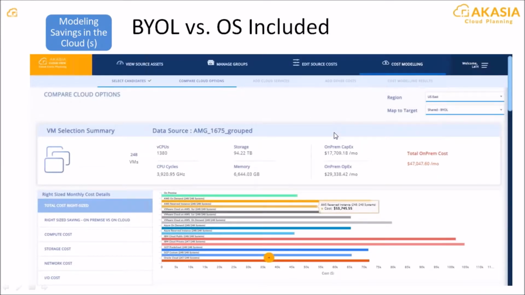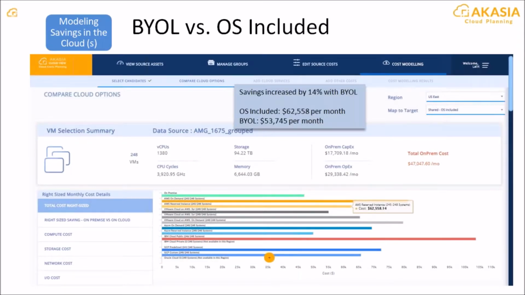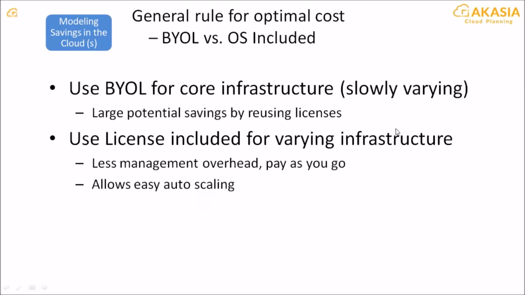BYOL is another option. This is where you can reuse your on-prem licenses in the cloud. Azure allows you to carry over Windows licensing, and AWS followed suit, so they also allow you to carry over your Windows licensing. So you save quite a bit there by not having to purchase OS licenses in the cloud. And in this example, the difference in price for OS included versus bringing your own license was roughly $62,000 versus $53,000. So the customer saved 14% by reusing their licenses.